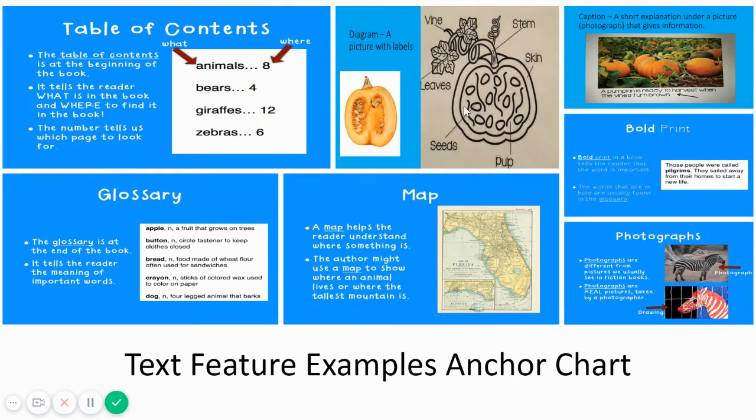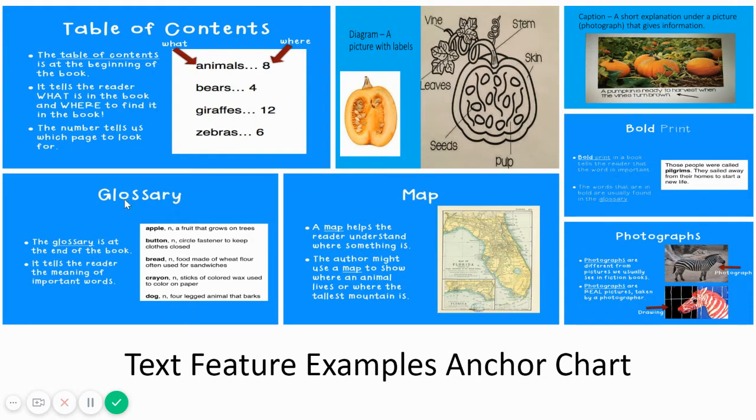Diagram, a picture with labels. Here we can see the inside of a pumpkin. The diagram lets me know by reading the labels that this is the vine, leaves, the seeds, pulp, the skin, and the stem. The next nonfiction text feature is a caption. A caption is a short explanation under a picture or photograph that gives information. So, boys and girls, if I look closely at this picture, I can learn more about the picture by reading my caption. It says, a pumpkin is ready to harvest when the vines turn brown.